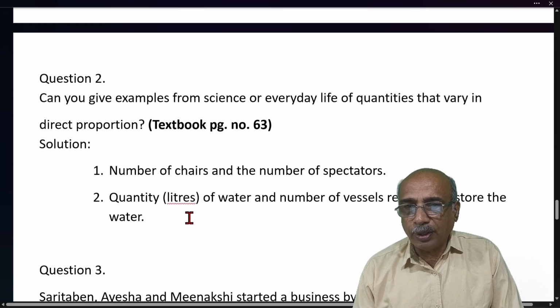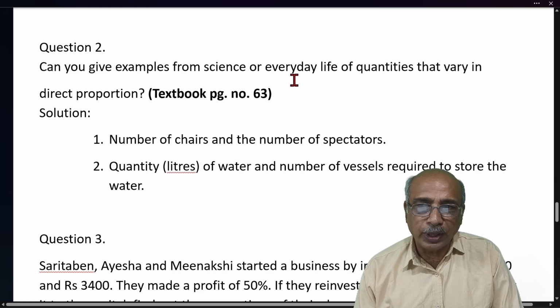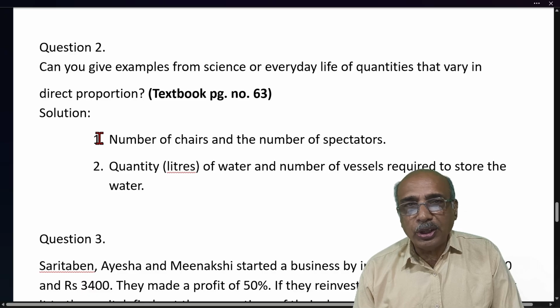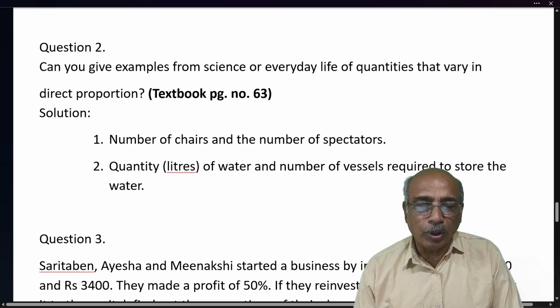Another question is given on the same page. Can you give examples from science or everyday life of quantities that vary in direct proportion? Number 1, number of chairs and number of spectators. Number of chairs kept in a hall or in a room: the number of spectators who can sit will be equal to the number of chairs. So if the number of chairs increases, spectators will increase. If it decreases, spectators will decrease. So direct variation.